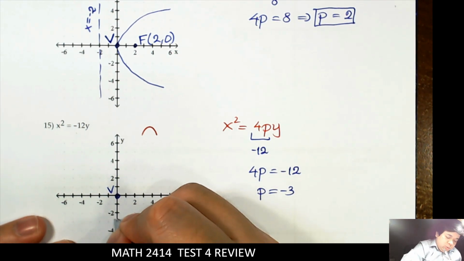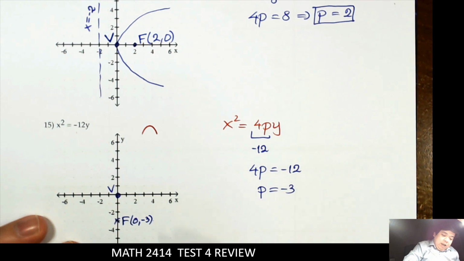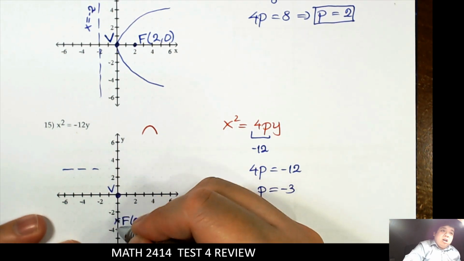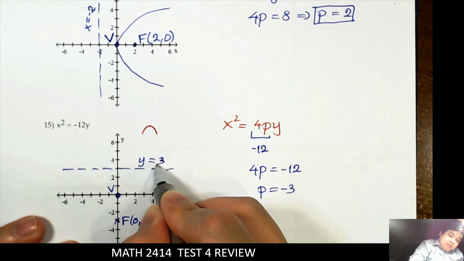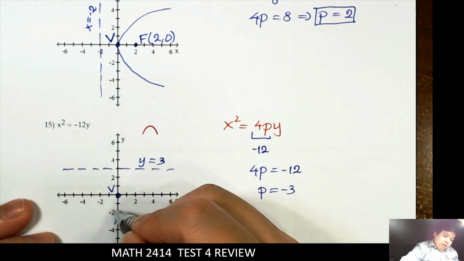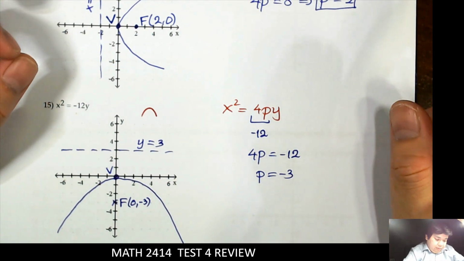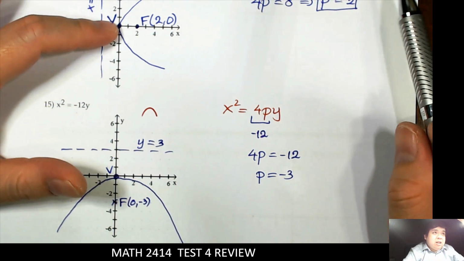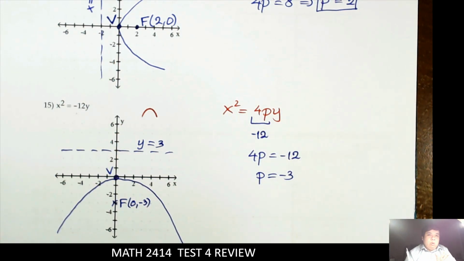Now -3, so we're going to be here, and that is the focus at 0 and -3, and the directrix is on the opposite direction of the focus, so it's going to be y equals 3. Right. And so we have the parabola open like this. Again, the vertex, both of them at 0, 0, and then from the vertex, the same distance from the vertex to the focus and from the vertex to the directrix.